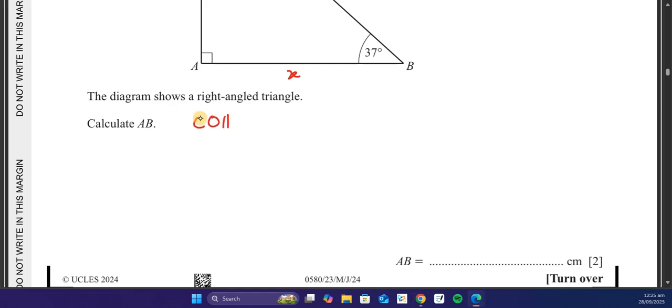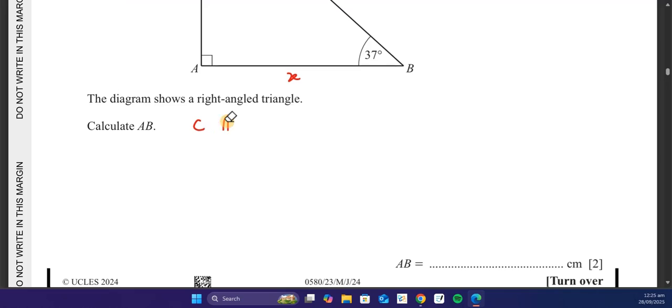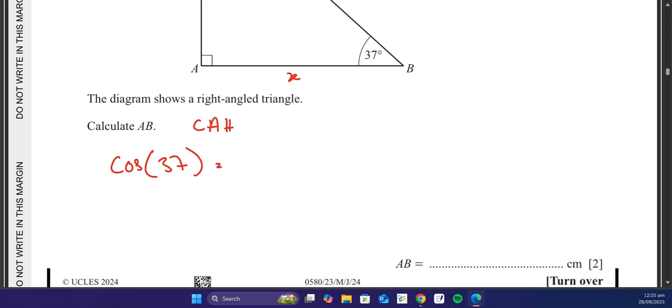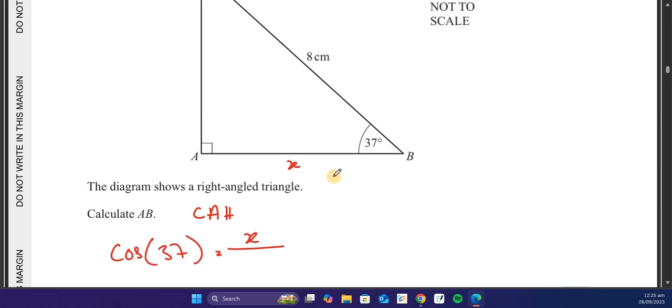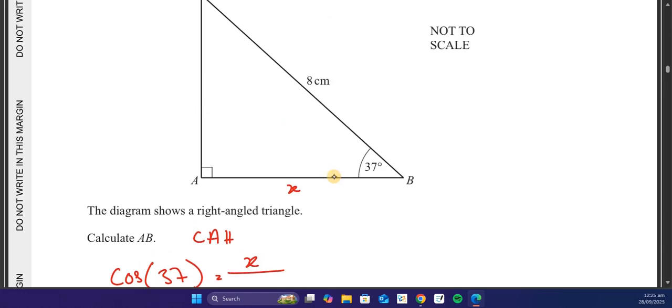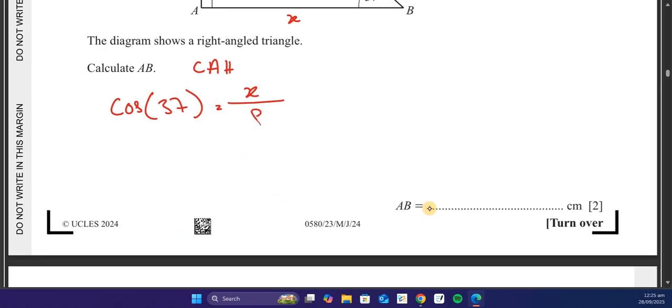CAH, right? So cos. I'm sorry, it's CAH. So that would be adjacent over hypotenuse. So we could say cos the angle 37. All right. And what is adjacent to this? Adjacent is a missing value. So x over our hypotenuse. So hypotenuse is the side opposite to your 90-degree angle. Okay. So that is 8. So that gives us 8.